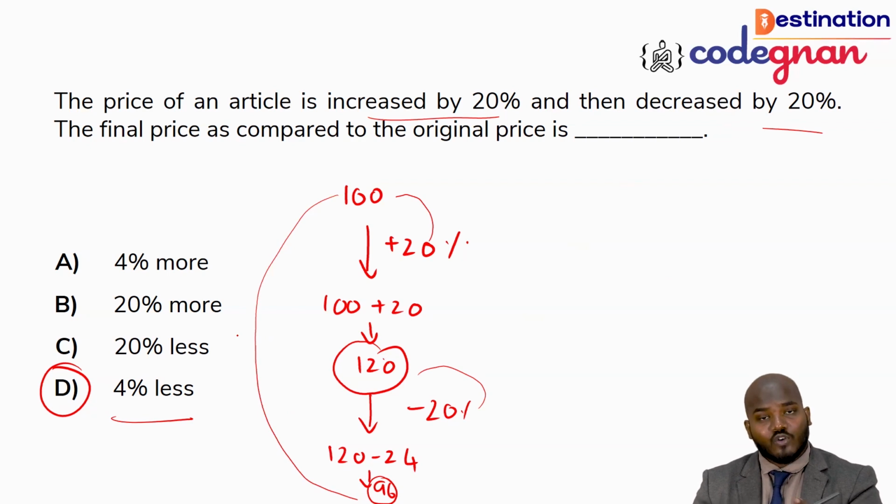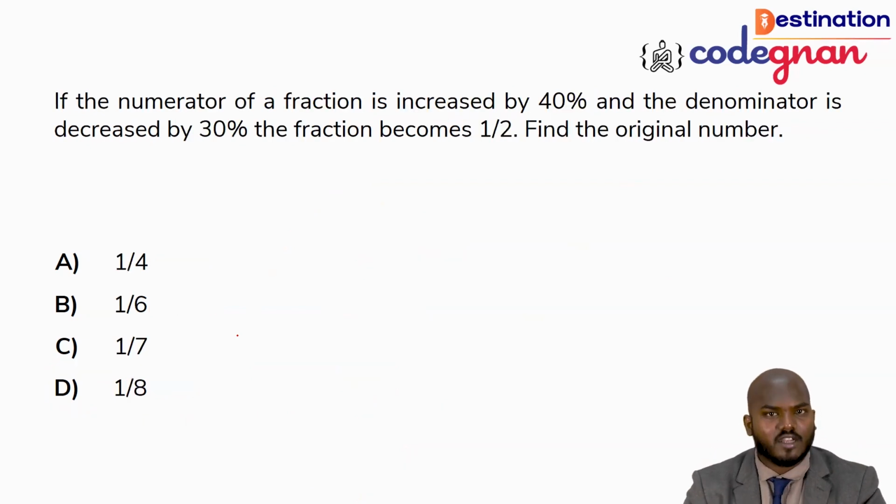More than that, if you understand the logic of the question, you can get the answer within a fraction of seconds. This is my methodology here. This one is a little bit different. The numerator of the fraction is increased by 40 percent and the denominator is decreased by 30 percent. So the fraction becomes 1 by 2. Find the original number. They are asking for the initial number.